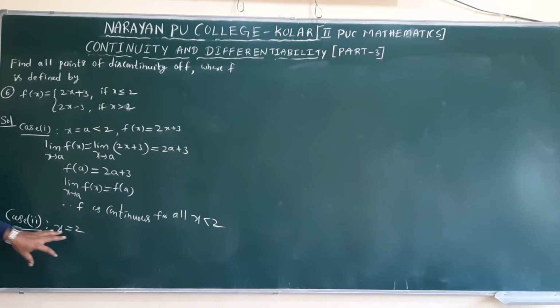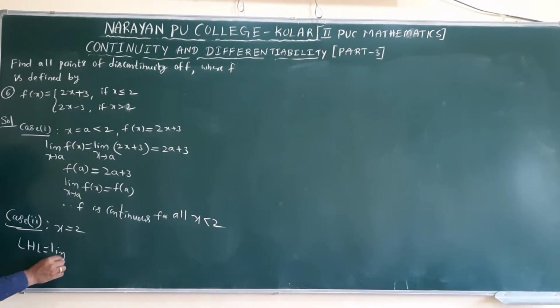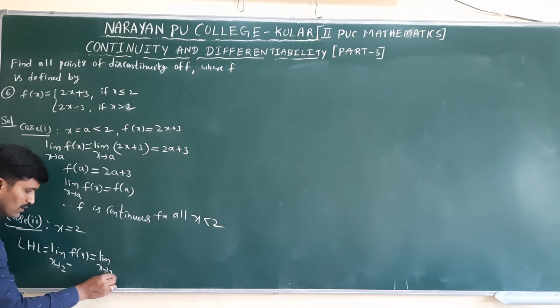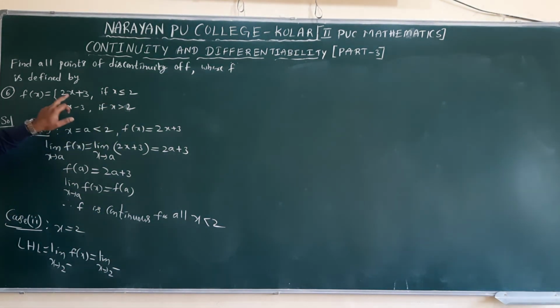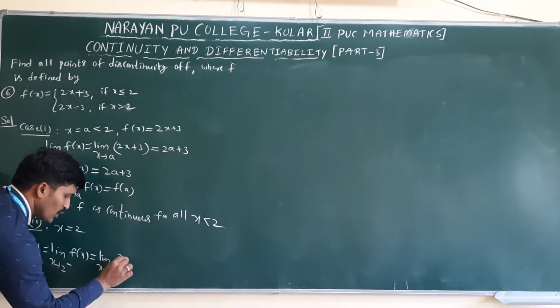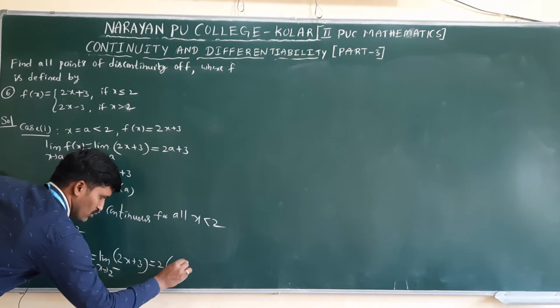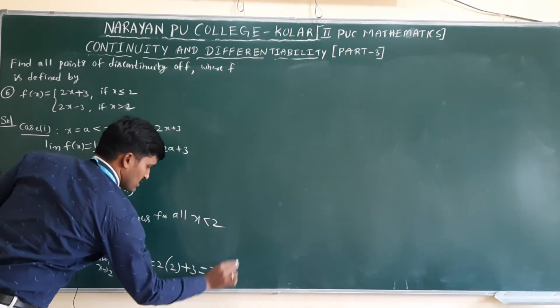How to check continuity at 2? Because at 2 restrictions are there, less than and greater than, definition-wise we need to use LHL. Limit x tends to 2 minus f of x equals limit x tends to 2 minus. 2 minus means x is less than 2. At less than 2, the function is 2x plus 3. Substitute x is 2: 2 twos are 4, 4 plus 3 is 7.